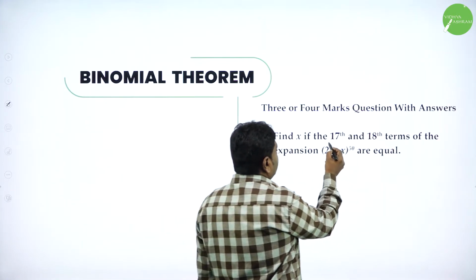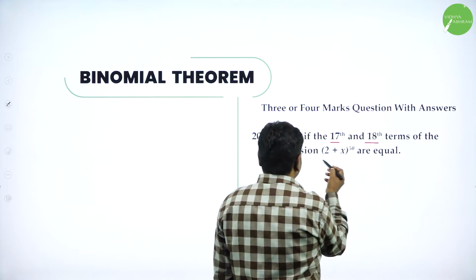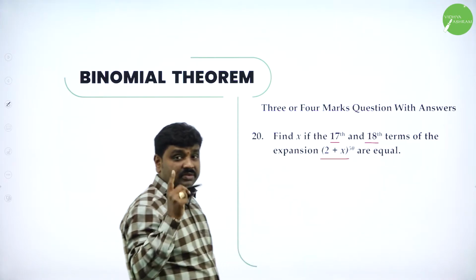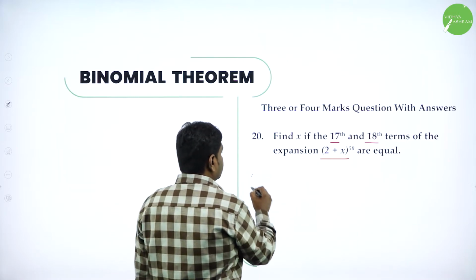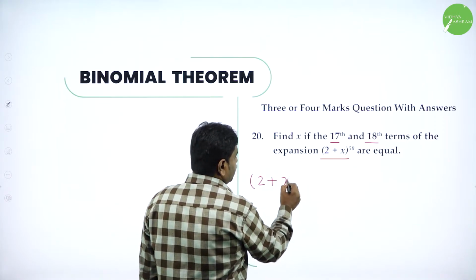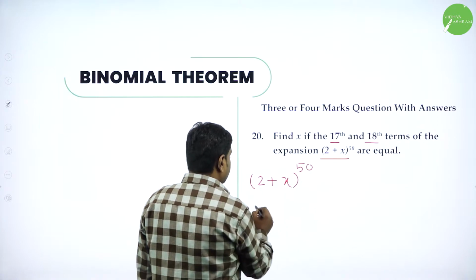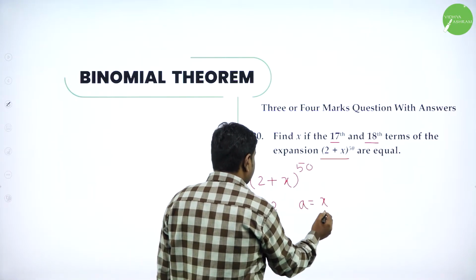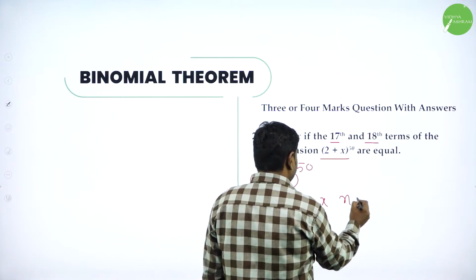Then, find x if the 17th and 18th terms in the expansion of (2 plus x) power 50 are equal. They told the 17th term is equal to the 18th term. See, first, (2 plus x) power 50 is the given problem. Here x means the first term, that is 2, a means the second term, that is x, and n is 50.